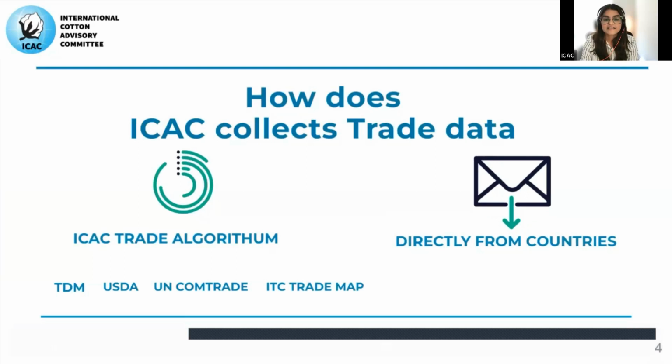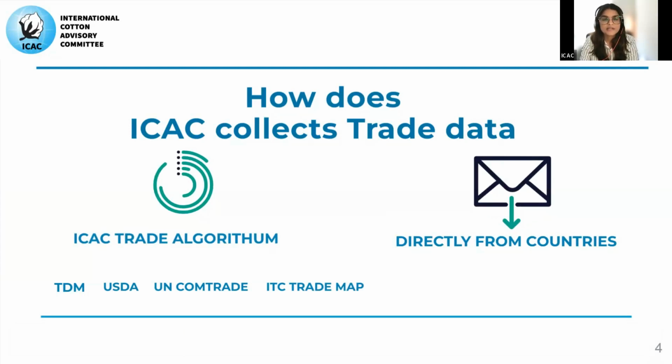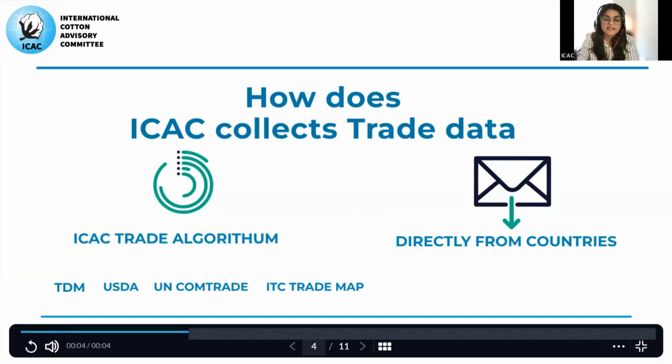Now, ICAC collects most of its trade data using the ICAC trade algorithm, a new system that combines automated data collection with manual analysis. This approach, nicknamed the best of all worlds approach, was developed to address the limitations of previous data collection methods. The automation part of the system is based on an algorithm that evaluates different sources of data and selects the highest reported figure for a particular country.